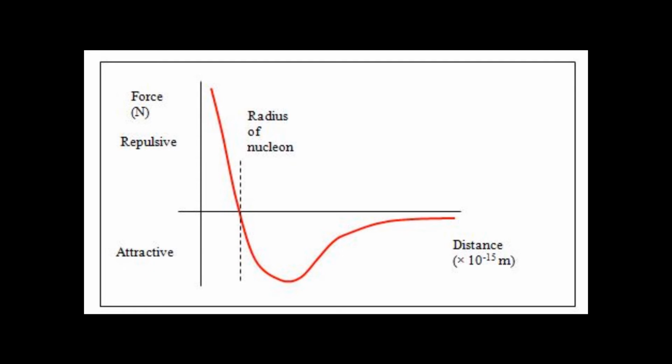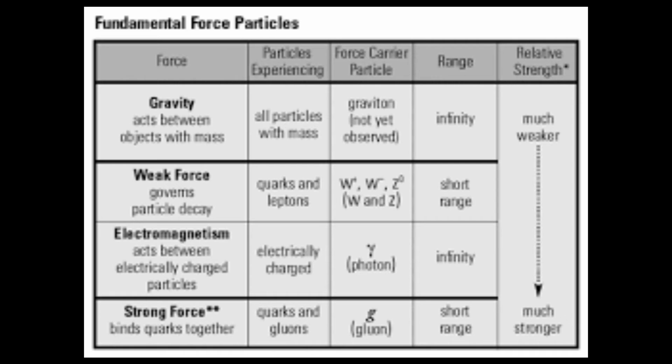Between 0 and 0.5 femtometers, the strong nuclear force repels protons away from each other. Between 0.5 and 4 femtometers, it acts as a force of attraction which holds the nucleus together. A distance greater than 4 femtometers means that the strong nuclear force becomes negligible. The exchange particles in the strong nuclear force are pions and gluons.